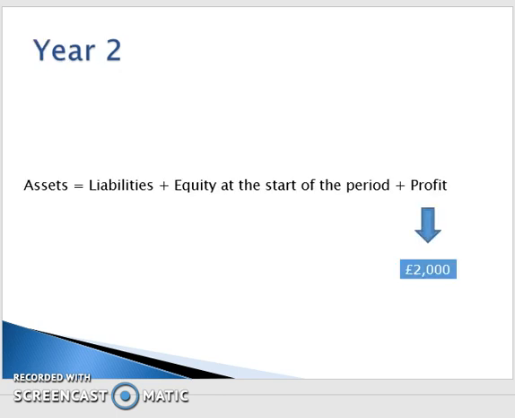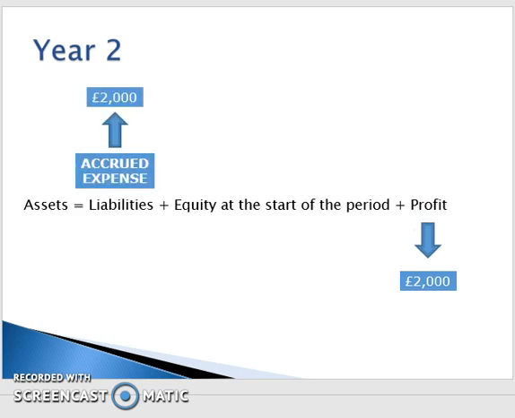Going back to the accounting equation, you have created a £2,000 expense, so we need another £2,000 somewhere in the equation to maintain its integrity. The business owes £2,000 to the leasing company, so this is shown as a liability called the accrued expense.